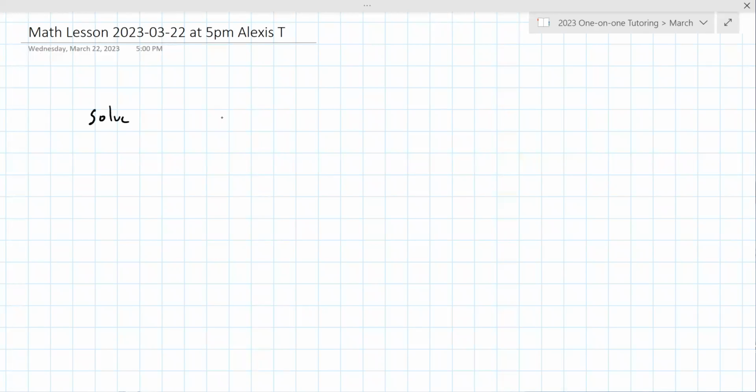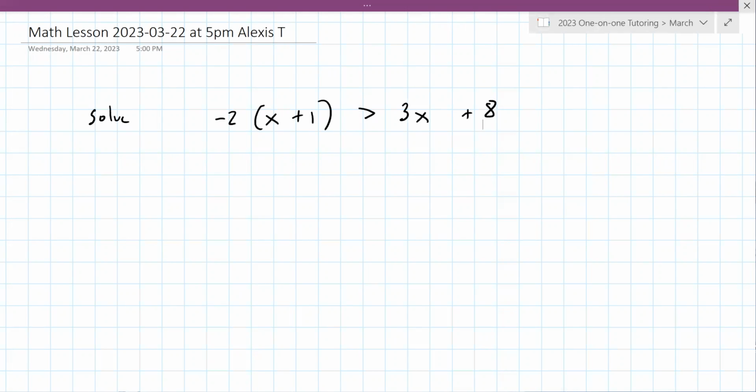Solve negative 2 absolute value x plus 1 greater than 3x plus 8, okay? Have you seen something like this before in class or recently? Yeah. All right, do you have any idea how to start here? Notice there's variables on both sides of the equation here.